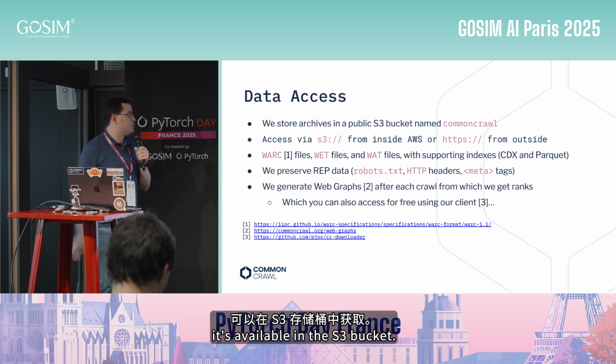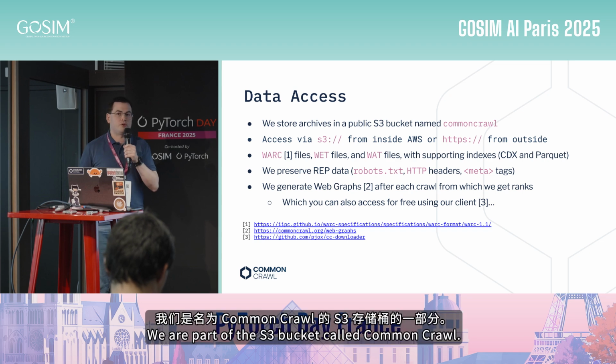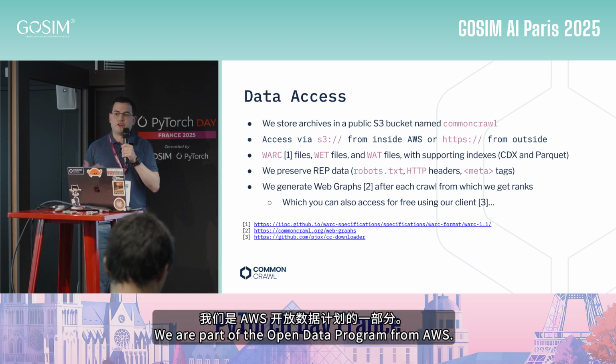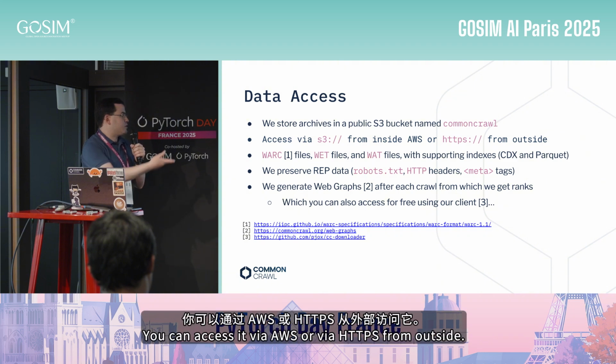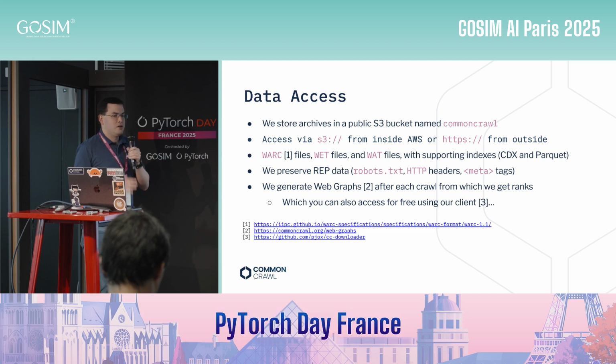If you want to download the data, it's free. It's available in the S3 bucket called commoncrawl. We are part of the Open Data program from AWS. You can access it via AWS or via HTTPS from outside.